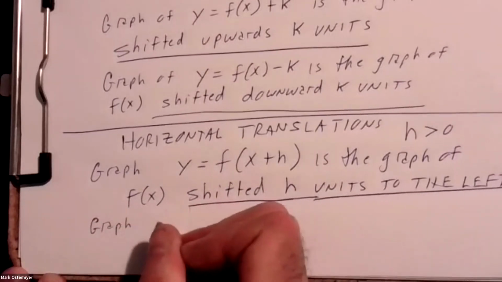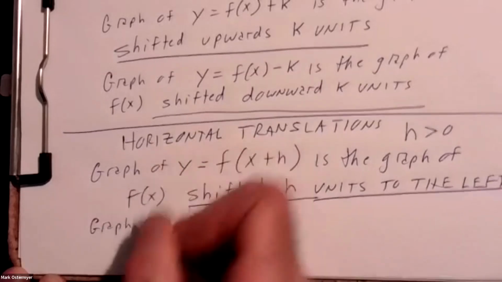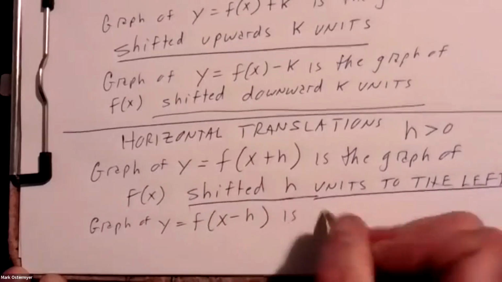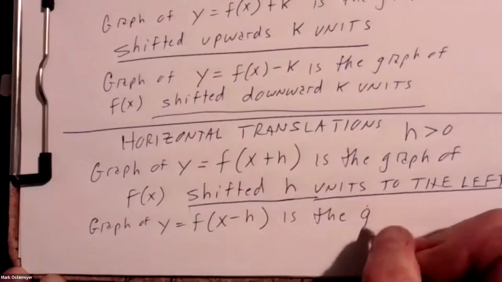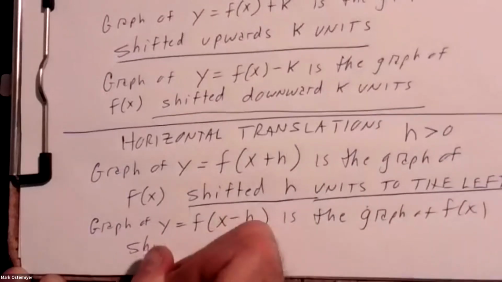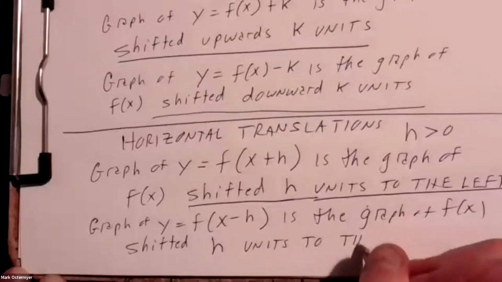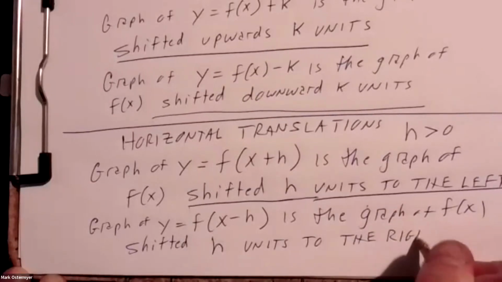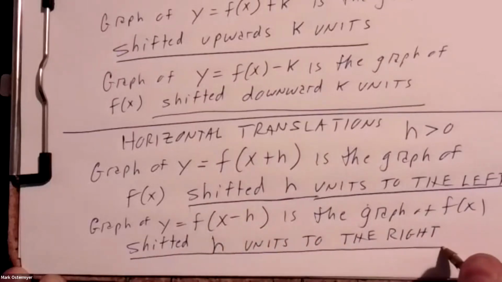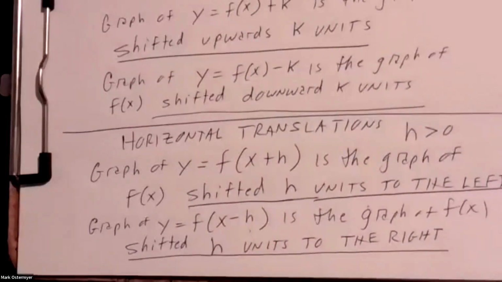In a similar fashion, the graph of y equals f of x minus h is going to be the graph of f of x shifted to the right. This will cause the graph of f of x to be shifted h units to the right. Okay, so that's how we induce a horizontal translation in a graph.